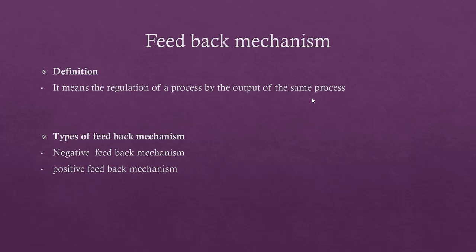Like many other functions in the body, secretion of hormones is also regulated by a feedback mechanism. So feedback mechanism is the regulation of a process by the output of the same process. Feedback mechanisms are of two types, which are negative feedback mechanism and positive feedback mechanism. Now we will discuss these types one by one with examples.